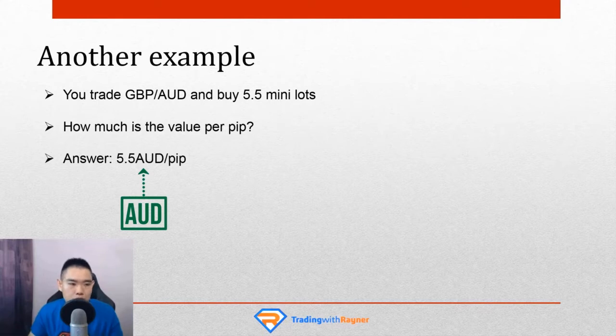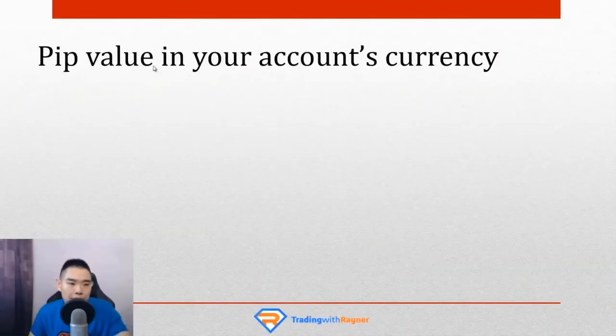So how do you actually translate this pip value into your own account currency if your own account currency is different from the quote currency? This is where we can take things a step further and find out the pip value in your account's currency if the currency is different from the quote currency. So again, you need a few things.